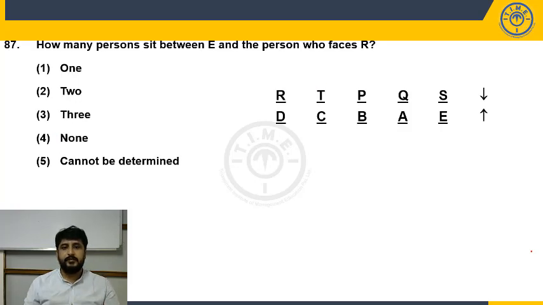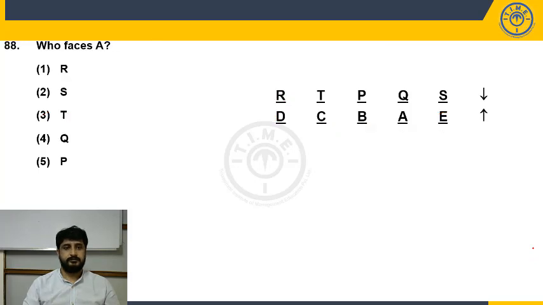How many persons sit between E and the person who faces R? E and the person who faces R is D. So how many are there between these two? 3 people. Answer is 3, but choice is also 3. Who faces A? Q. Choice 4.